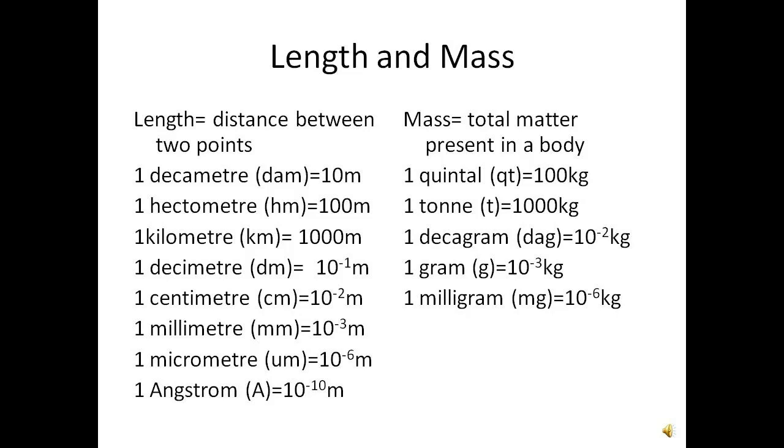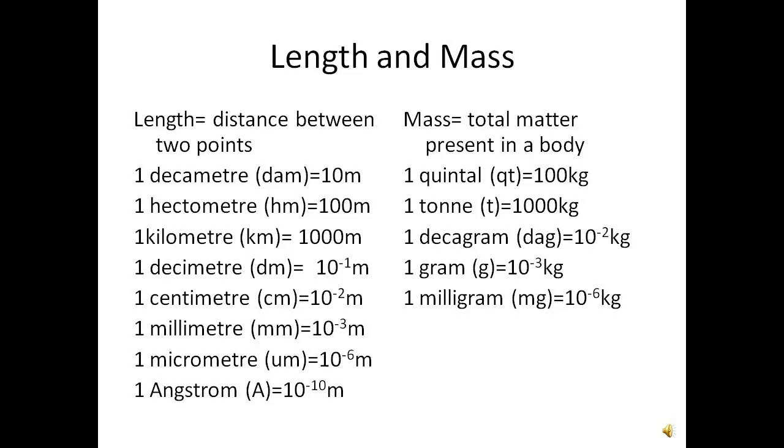1 decimeter is 10 to the power of negative 1 meter. 1 centimeter is 10 to the power of negative 2 meters. 1 millimeter is 10 to the power of 3 meters. 1 micrometer is 10 to the power of 6 meters. 1 angstrom is 10 to the negative power of 10 meters. All the short forms are mentioned in the brackets.